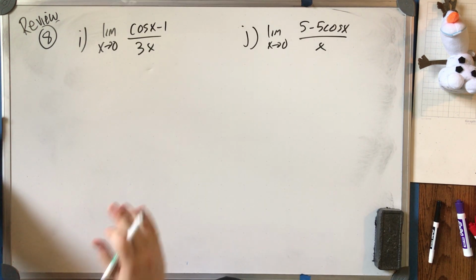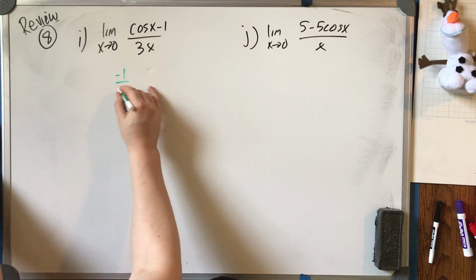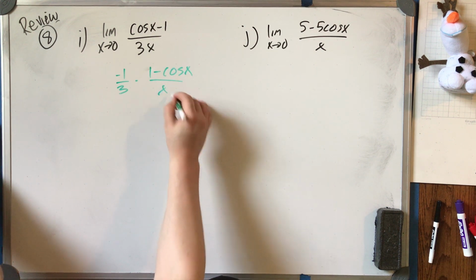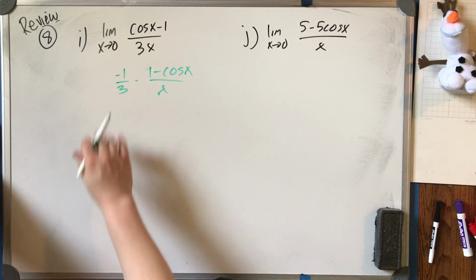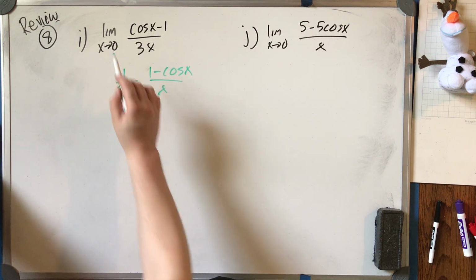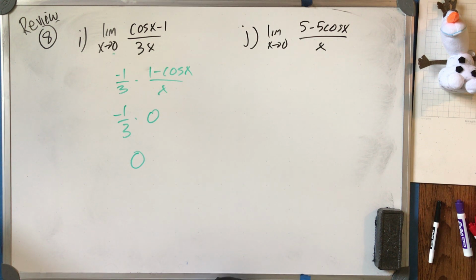I and j are both using the trig properties that we have to memorize. First thing I'm going to do is factor a negative 1 out of the top, and that will give me 1 minus cosine x. And on the bottom, I'm just separating the 3 and the x. Limit of a constant is always that constant. 1 minus cosine x over x, as x is approaching 0, always equals 0. So 1/3 times 0 is 0.